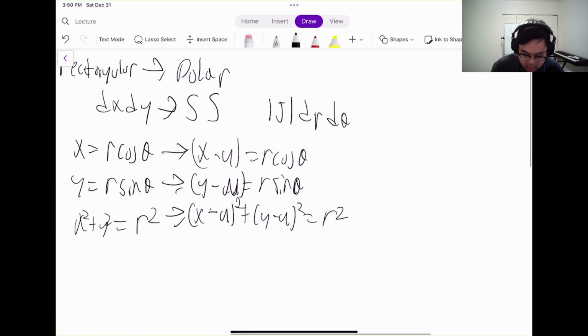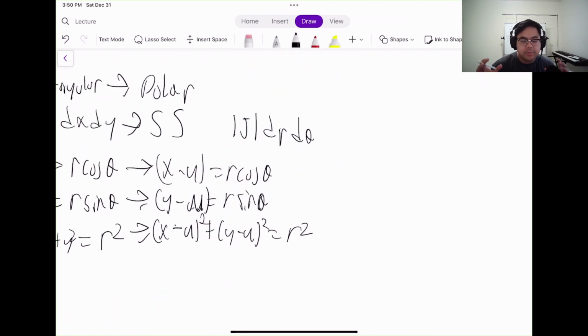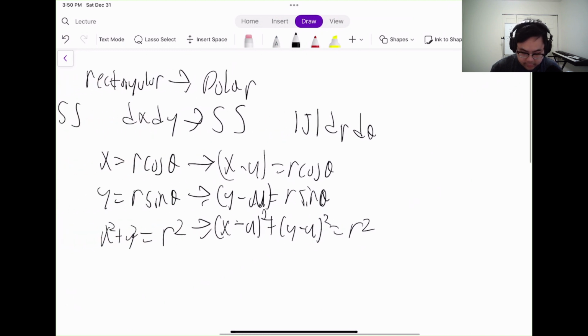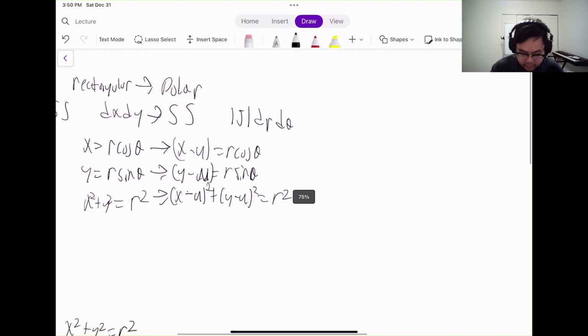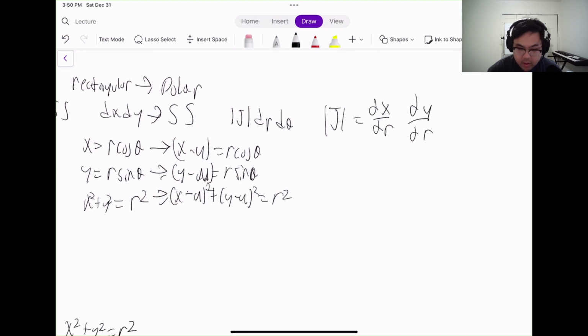Okay, so now recall, we need to compute this Jacobian. If you don't recall, the Jacobian, when we go from rectangular to polar, is really just r. But for the sake of this video, I want to derive it. So if we use our identities here, the Jacobian equals the determinant of the partial of x with respect to r, the partial of y with respect to r, the partial of x with respect to theta, and the partial of y with respect to theta.